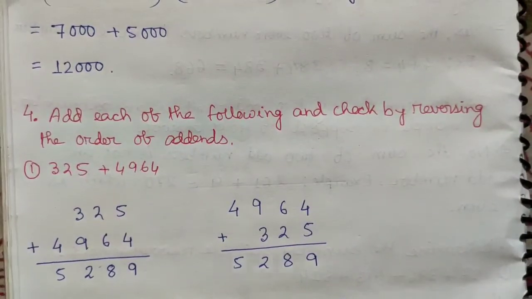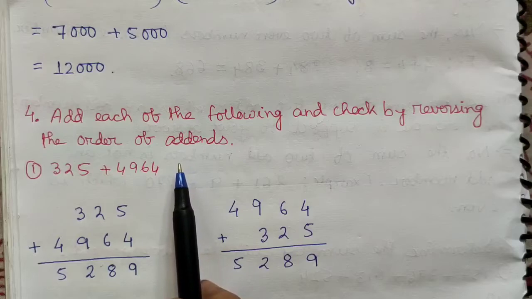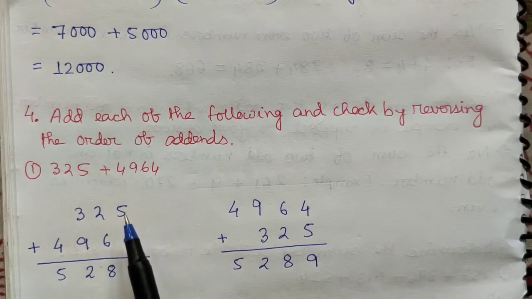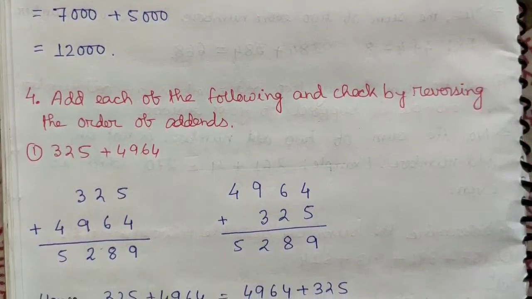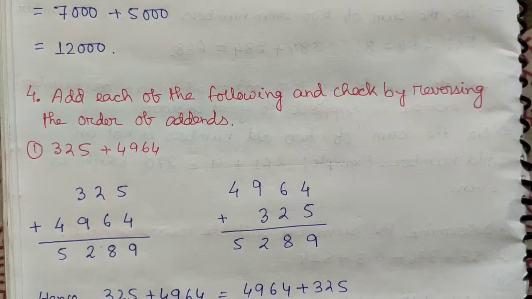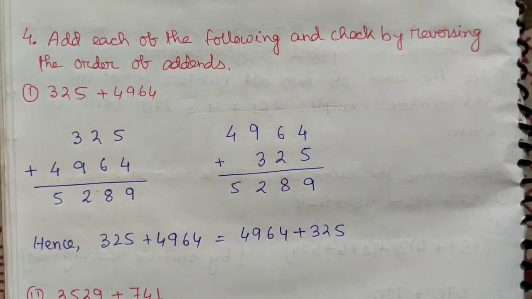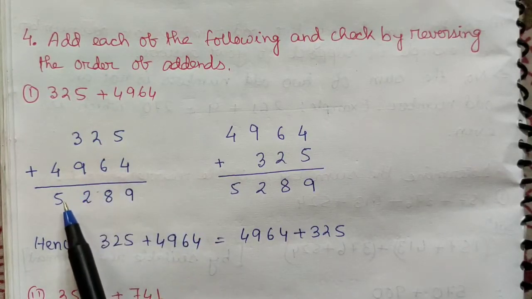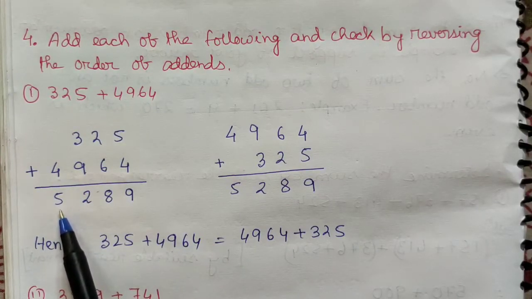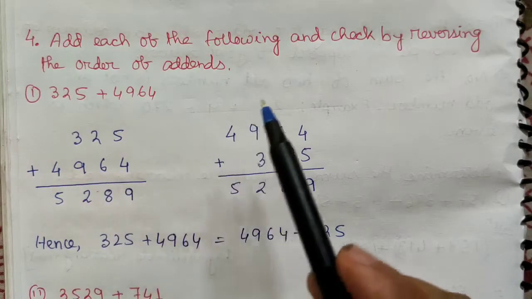So now question number 4. Add each of the following and check by reversing the orders of addends. That means what? First of all, we have to add both of these, and then we have to check whether these are correct or wrong, right? Suppose the first number is what? 325 plus 4964. Here we have found the result what? 5289, right? 5289.